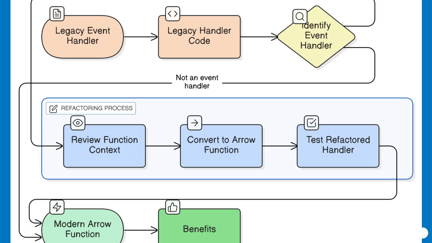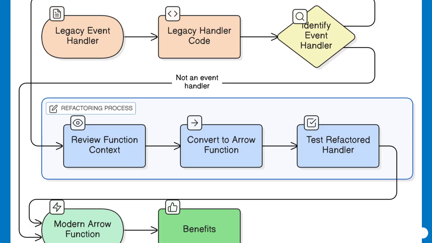For example, instead of writing element.addEventListener('click', function(event) { self.handleClick(event); }), you can simply use element.addEventListener('click', (event) => this.handleClick(event)) and be confident that this points to your class instance.